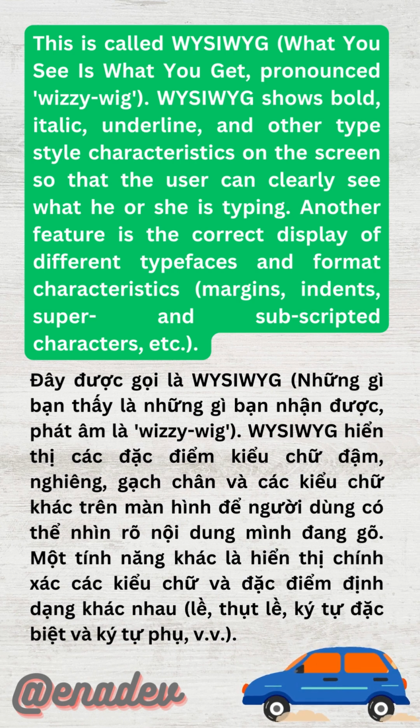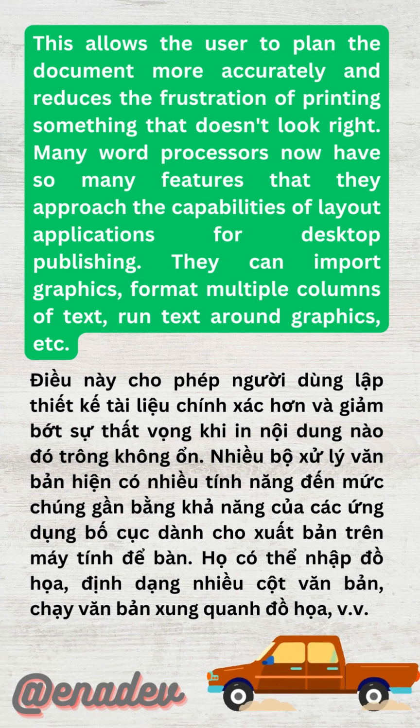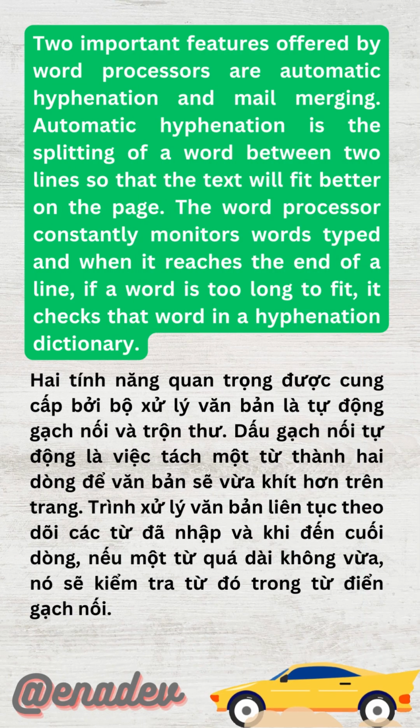etc. This allows the user to plan the document more accurately and reduces the frustration of printing something that doesn't look right. Many word processors now have so many features that they approach the capabilities of layout applications for desktop publishing. They can import graphics, format multiple columns of text, run text around graphics, etc. Two important features offered by word processors are automatic hyphenation and mail merging.